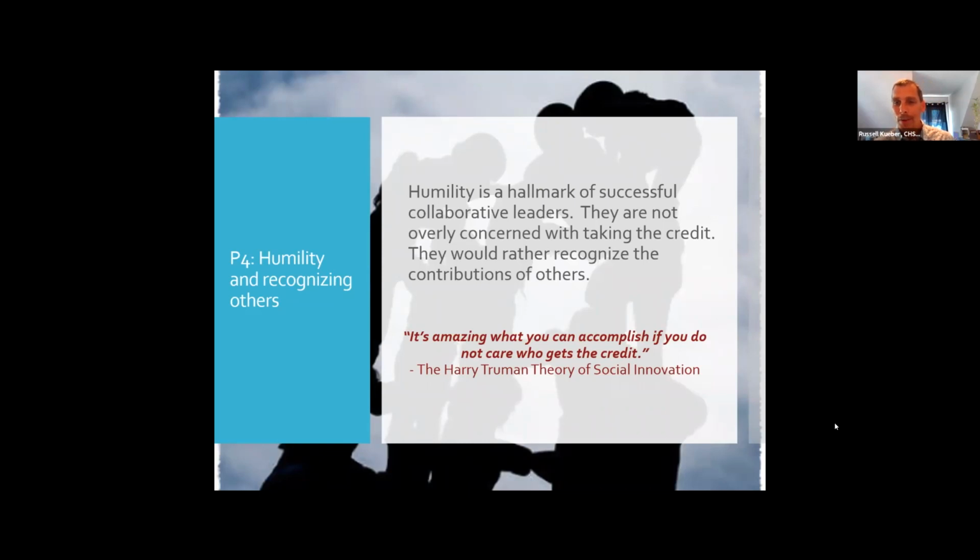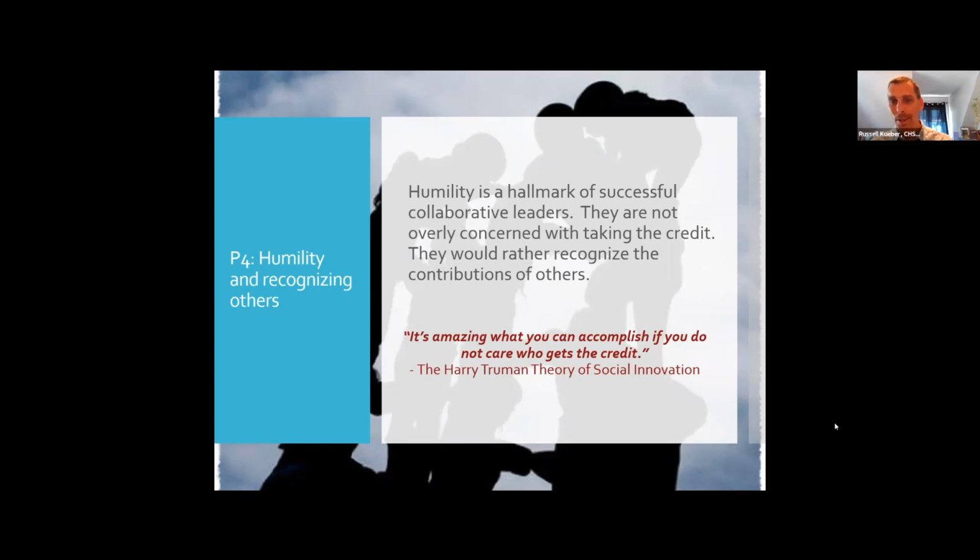So this is it. This is the final one, because after 4 it starts to get pretty long. So I'll just let you read that. This also flows with the other 3 principles, but it's humility and recognizing others. And it says humility is a hallmark of successful leaders. They're not overly concerned with taking the credit and would rather recognize the contribution of others.